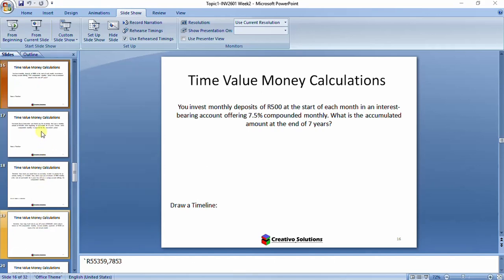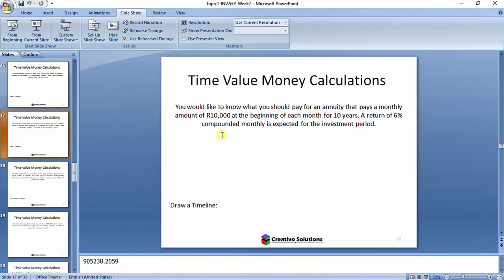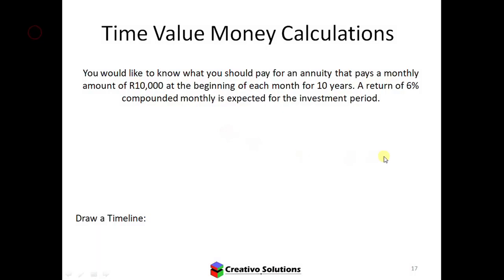Let's have a look at the next calculation. In this example, you would like to know what you should pay for an annuity that pays a monthly amount of 10,000 Rand at the beginning of each month for 10 years. A return of 6% compounded monthly is expected for the investment period.